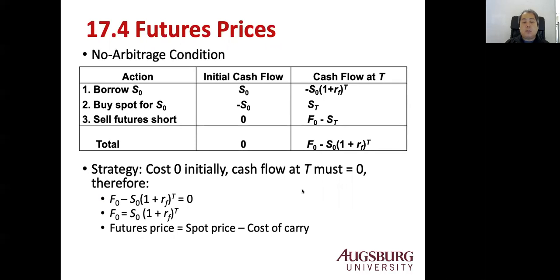So basically, the futures price has two factors. One factor is the spot price. The other factor is the cost of carry. If the cost of carry is huge, then the futures price will be below the spot price. If the cost of carry is negative, then you have a higher futures price than the spot price. So there is a term called the cost of carry.